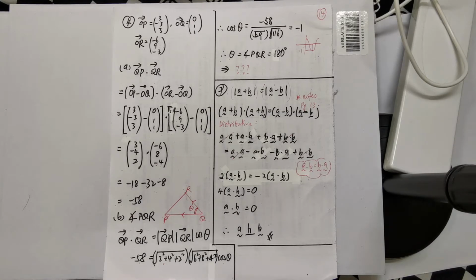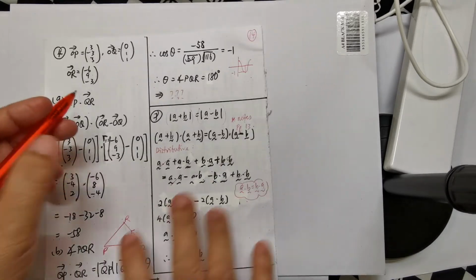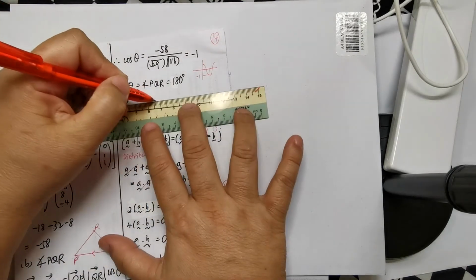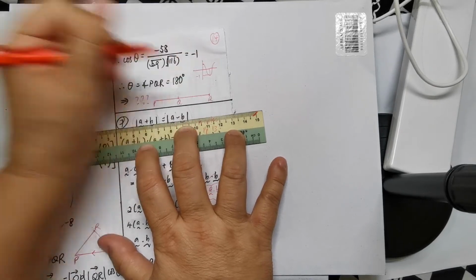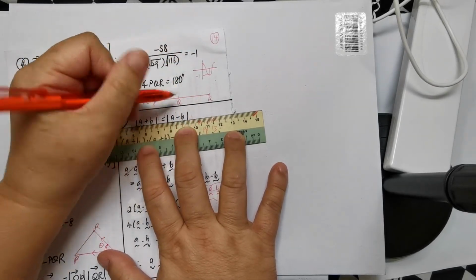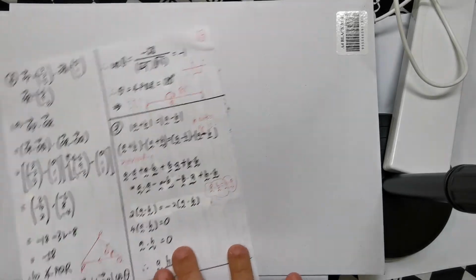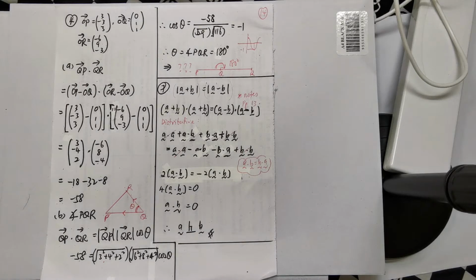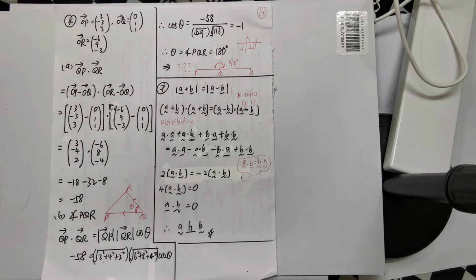Yes, I hope you understand. If the angle PQR is 180, it means it is collinear. So angle PQR 180, it's actually showing you that P, Q, R are collinear. So see or not, by using this formula, scalar product concept, we can prove 3 points are collinear, right? Okay, question 7.